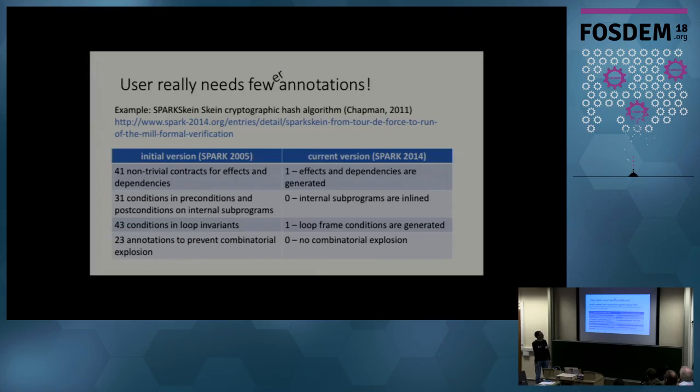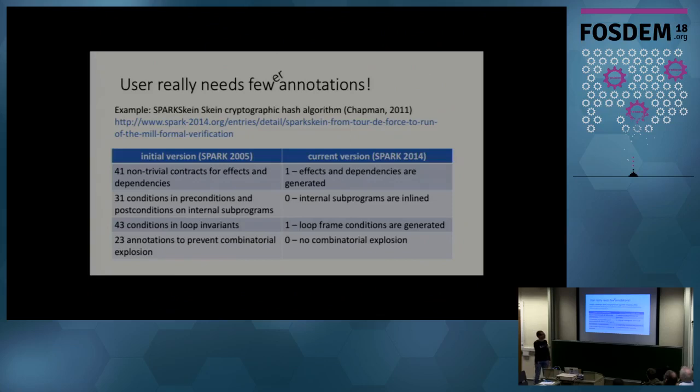So the Spark implementation, there's a scientific article about it, and it required a lot of work. You had many annotations for effects and dependencies: the Global annotation I mentioned, and Depends for dependencies between inputs and outputs. There were many preconditions and postconditions.